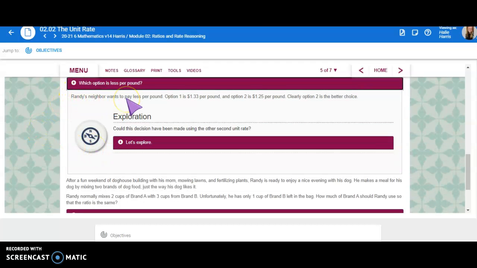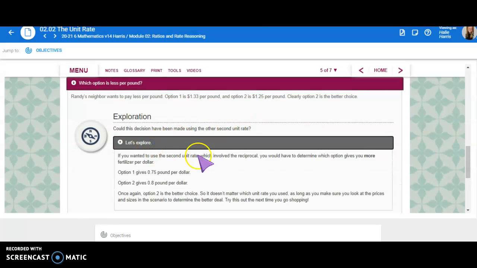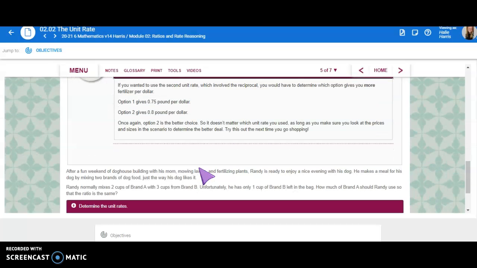Randy's neighbor wants to pay less per pound. Option 1 is $1.33 and option 2 is $1.25. Clearly option 2 is the better rate. So after we discover the unit rates of both of those bags of fertilizer, you discover that option 2 is the better choice.